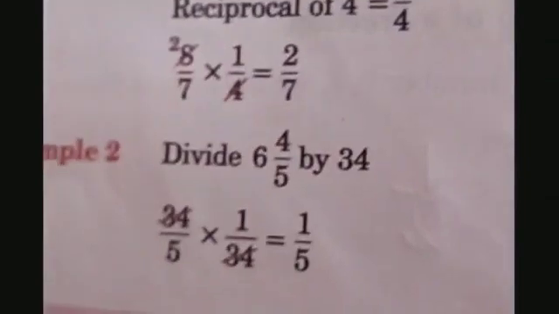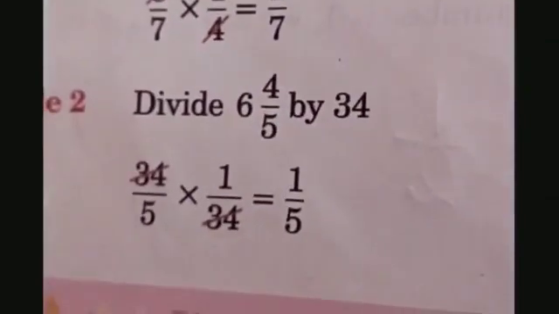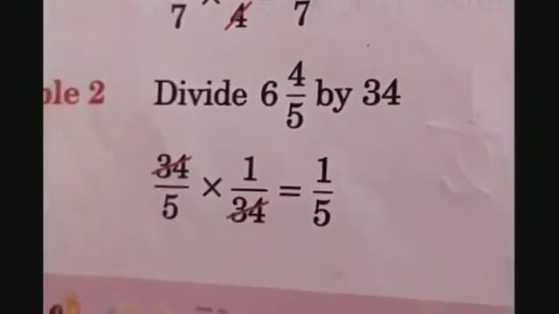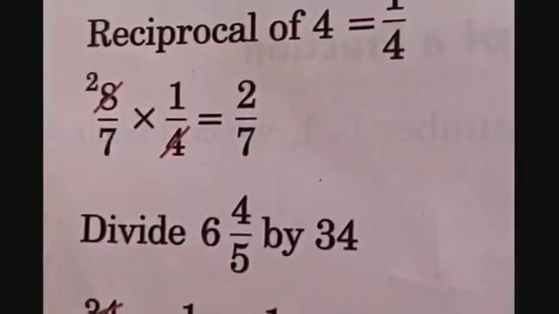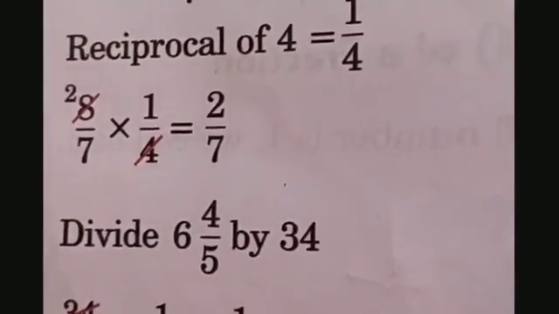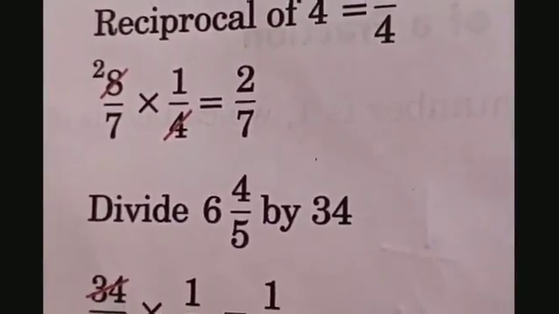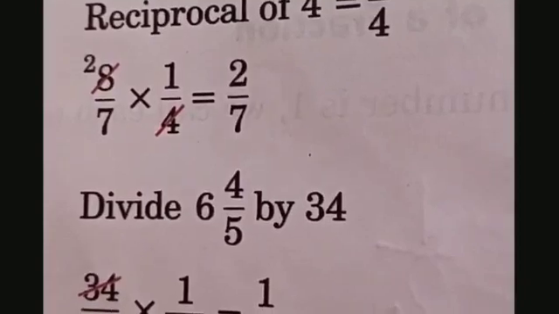Then let's see, when we have to divide the mixed fraction by a whole number, then we need to first find the what? The fractional number, or the improper fraction, of this mixed fraction. Then we'll find the reciprocal of 3/4.